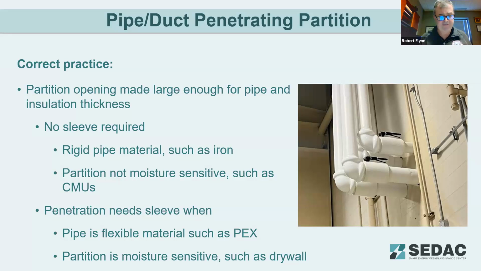So the correct practice for penetration: the partition opening is made large enough for the pipe to make its way through the wall. No sleeve required, though in some places it is required through the spec, through how it's planned. Rigid pipe material such as iron and a partition that is not moisture sensitive, such as CMUs. Penetrations need sealed sleeves when the pipe is a flexible material such as PEX, or the partition is moisture sensitive, such as drywall that Sean was talking about.